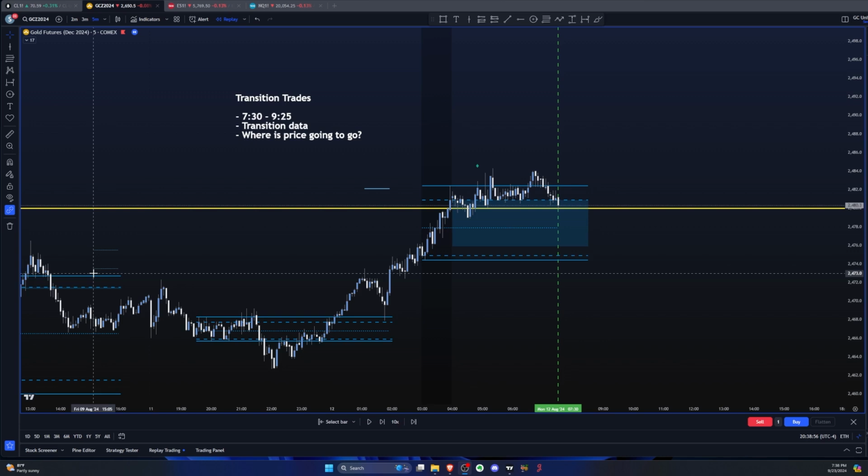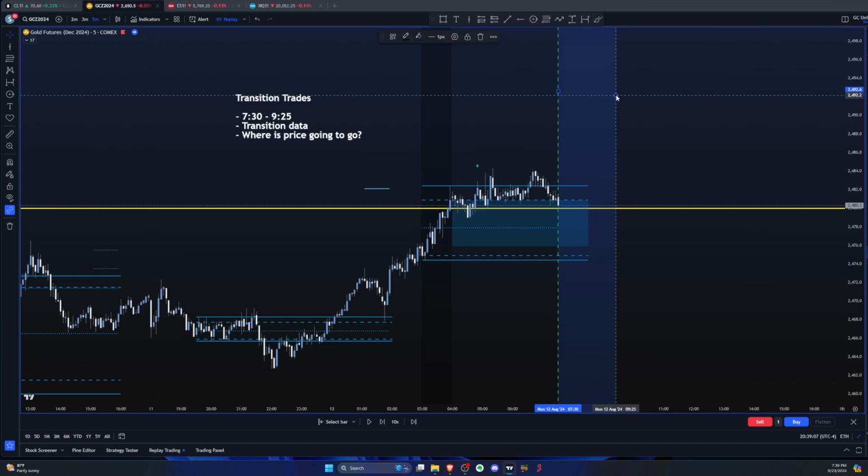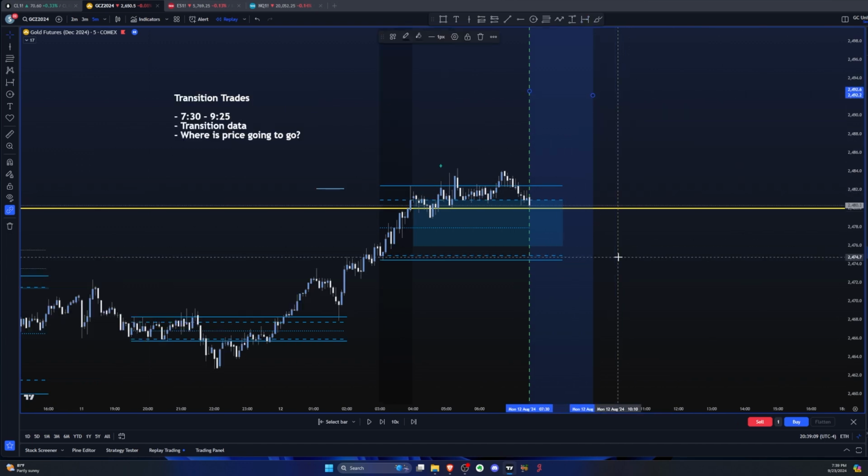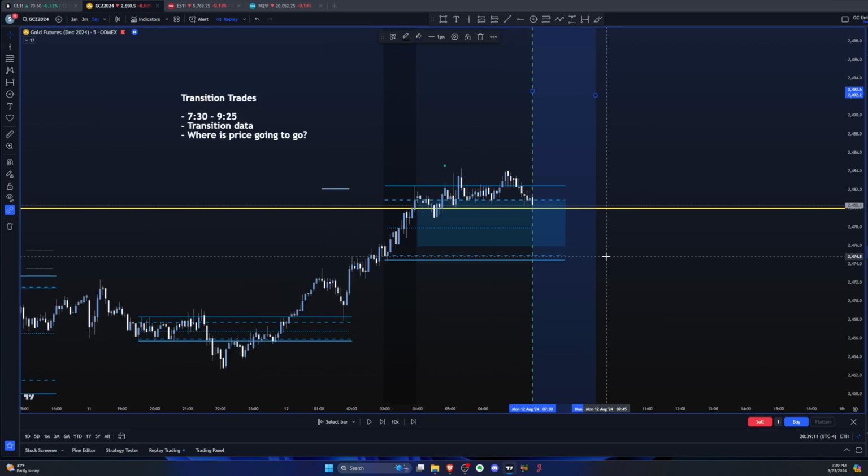of time that's associated with this particular time window. It's the largest time window. It's actually a 2-hour time window when you're looking for transition trade. So it goes from 7:30 all the way out to 9:25. That's quite a few bars that build out relative to the other setups that we have.